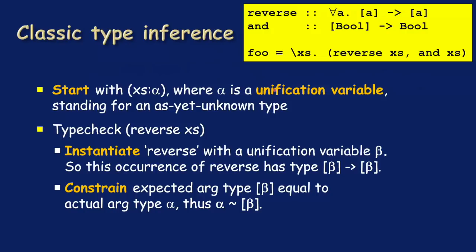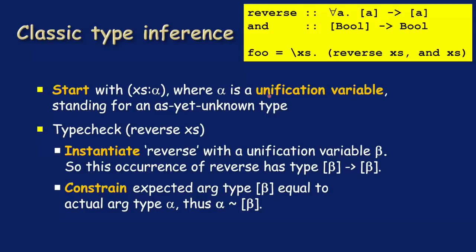Imagine I've got a little program in the top right-hand corner of the board. foo is lambda xs, reverse xs, paired with (that comma is a pair, a tuple) and of xs. And is a function in Haskell, but I've given its type signature at the top, that just ands together a bunch of booleans. Now, when we come across the lambda, we don't know what type it is, so we give it just a unification variable, alpha. Alpha just stands for an as yet unknown type.